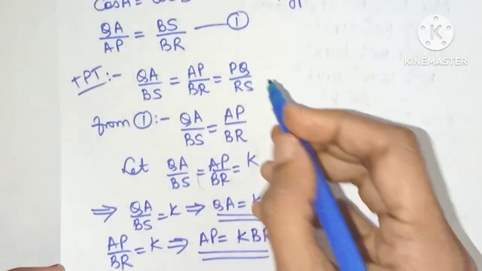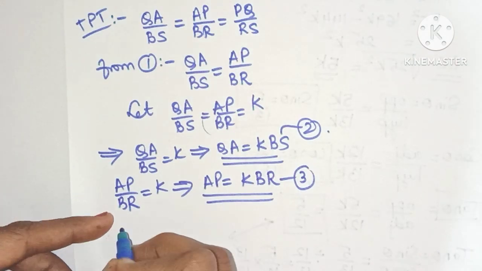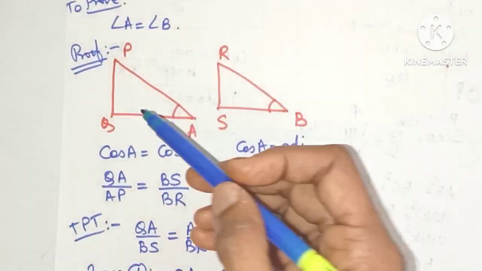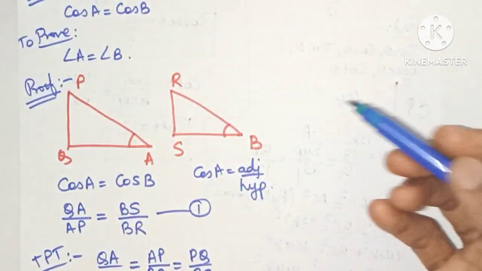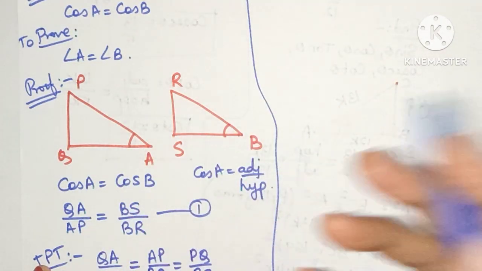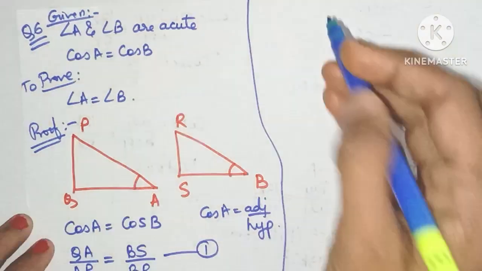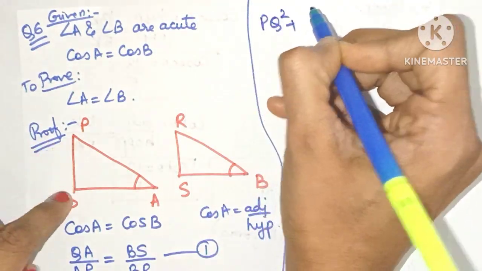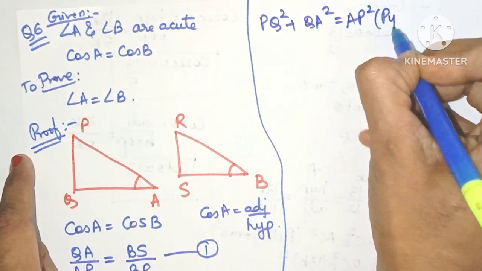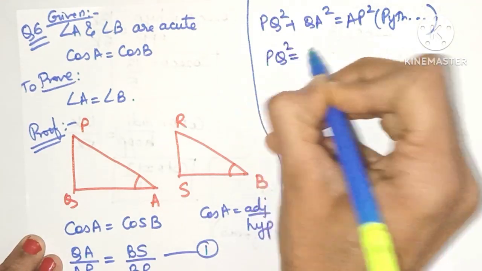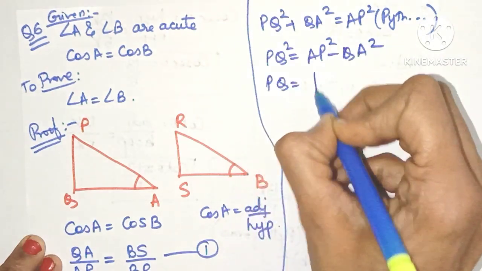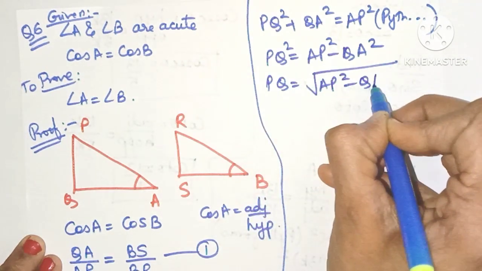Now what we do is we'll take the third ratio. See, the third ratio is PQ by RS, friends. Now let's see what is PQ and RS. So PQ is this and RS is this. So how can I connect PQ with the other sides and RS with the other sides? Yes, again I use Pythagoras theorem. So I can say that PQ square plus QA square is equal to AP square by Pythagoras theorem. So I can write PQ square as AP square minus QA square, which means PQ is square root of AP square minus QA square, friends.